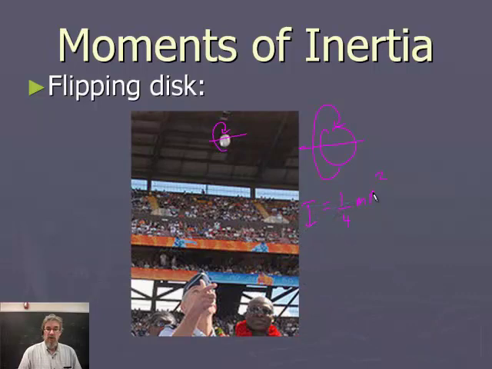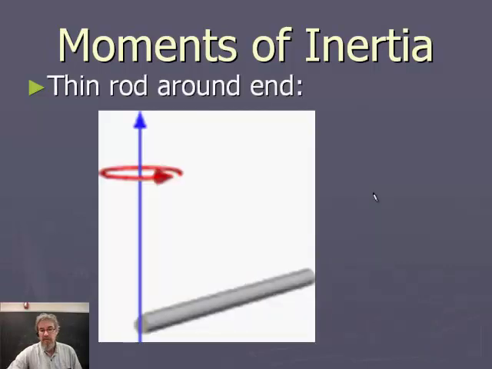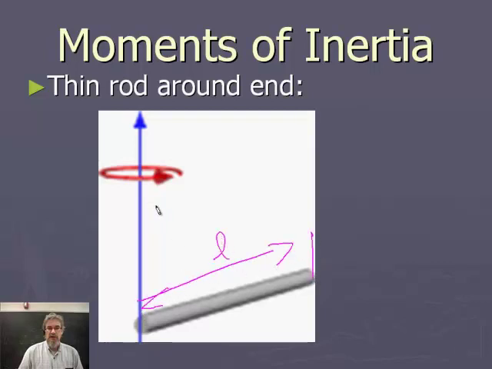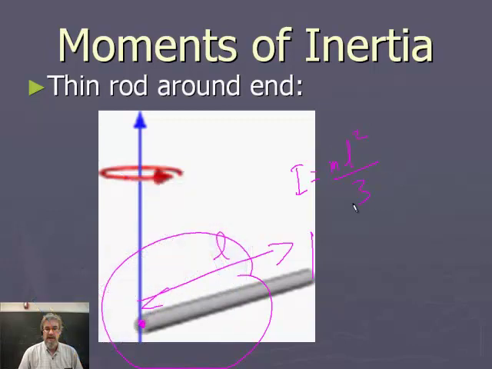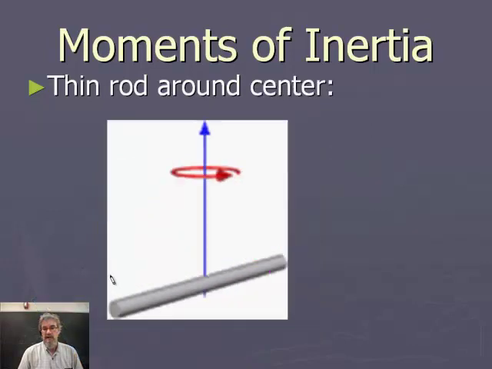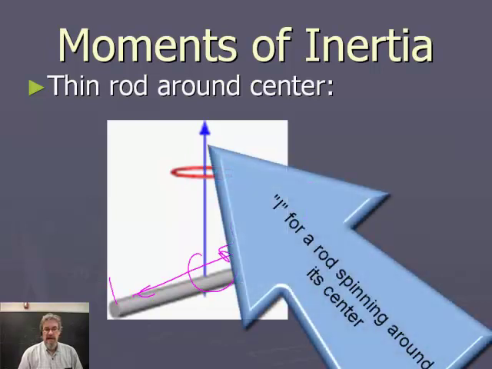Here's another situation that could exist. Here's a rod. This rod has a length that we're going to call L from one end to the other, and it's spinning around its end. So here's the pivot point, and it's going around in a circle like this. Well, I for something like this is m times L squared divided by 3. Another situation you could have is a rod that has a length L, but it's not spinning around its end, it's spinning around its center, right? It's spinning around its middle. In that case, I is going to be equal to m times L squared over 12.